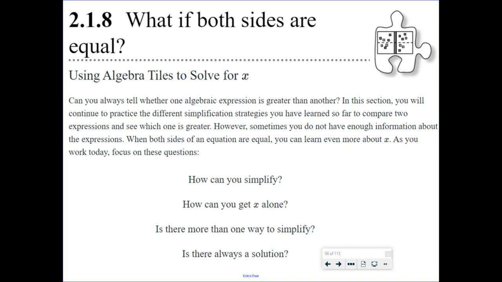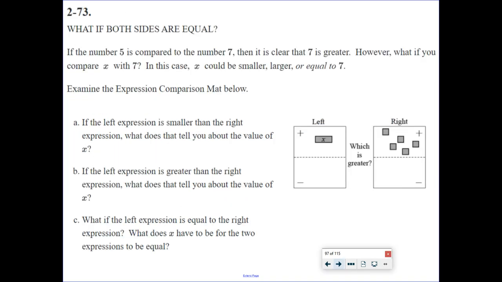How can you simplify it? And we've been working on that. Okay? How can you get x alone? Is there more than one way to simplify? And is there always a solution? So those four questions are going to guide our discussion today here, okay?